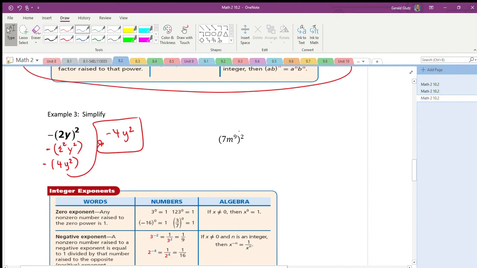Same thing on this one. I've got a 2 on the outside of the parentheses, so everything inside the parentheses will get the 2 as an exponent. So I have 7 squared, and I'll have m to the 9th, squared. 7 squared is 49. Notice we still have parentheses. We've got a 9 on the inside, 2 on the outside. They're both exponents. So what do we do with the 2 exponents? We've got to multiply them. So 49m to the 18th.